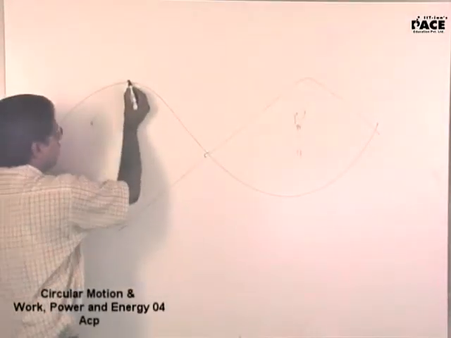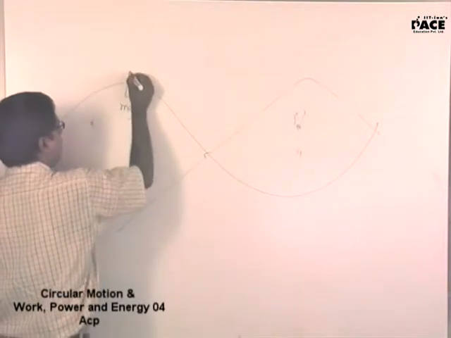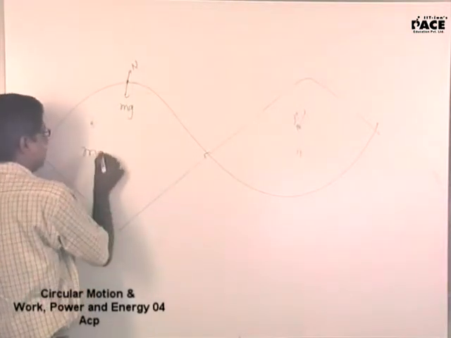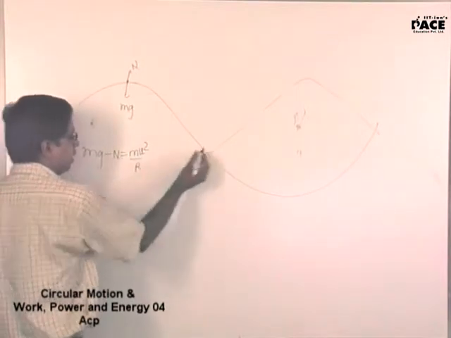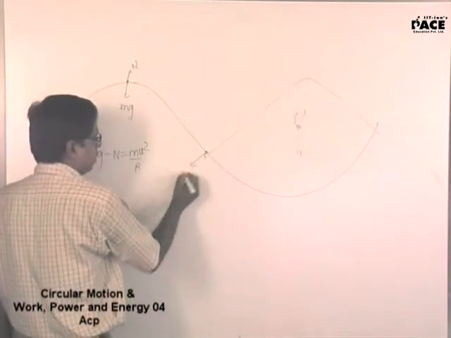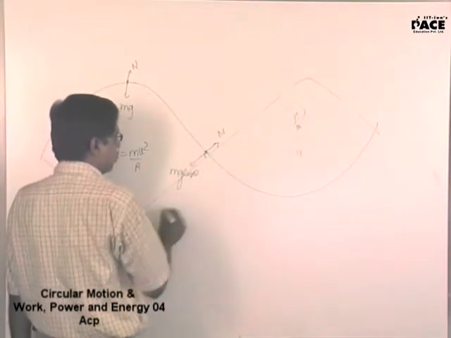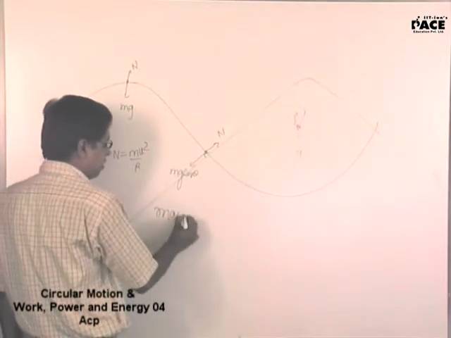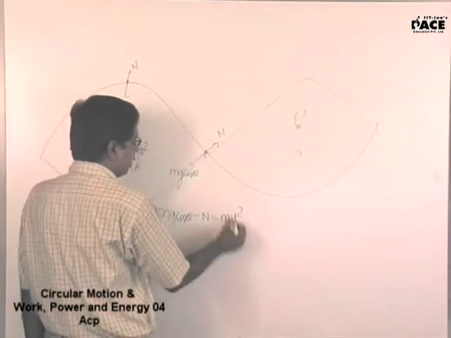There is a vehicle going from here. Here the equation will be mg minus normal force. This will be mg minus normal force is mv square by r. This will be mg cos theta minus normal force. This will be mg cos theta minus normal force is mv square by r.